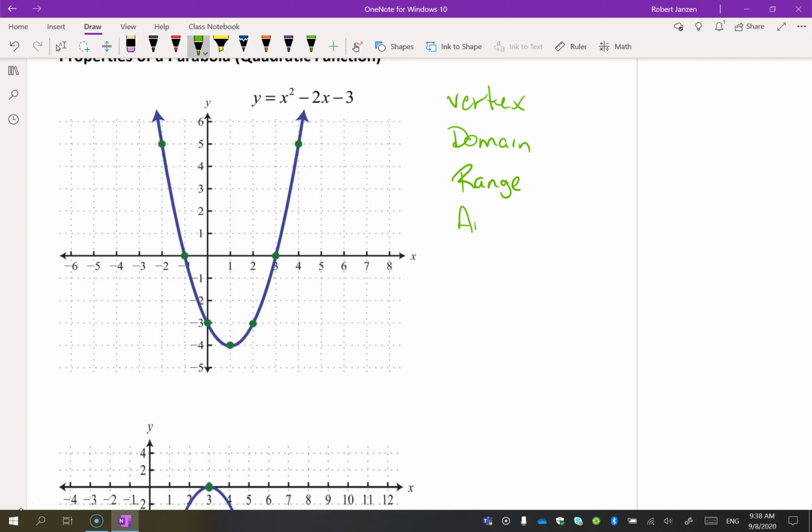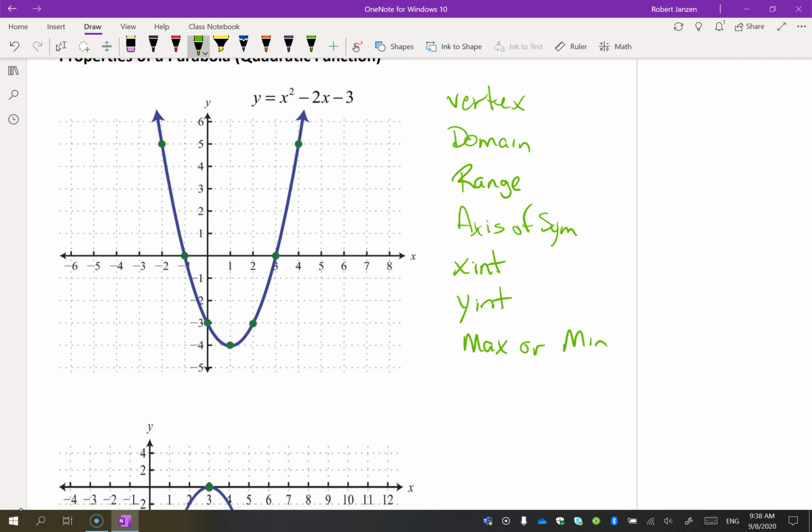We're going to find the axis of symmetry. We're going to find the x-intercepts, or the zeros, or the roots, whatever you want to call them. The y-intercept. And then we're going to say, does this have a max or a min? Okay, those are the characteristics that were listed.